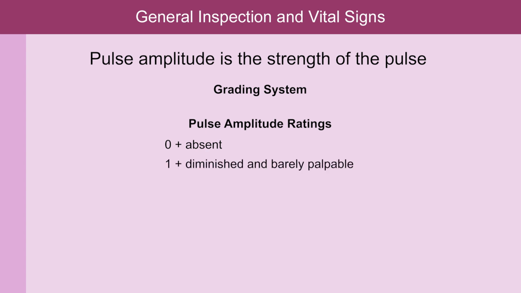If the pulse is diminished or barely palpable, it will be documented as or rated as 1+. 2+ will be normal. If you feel like pulse is full volume, that will be 3+. And your book talks about 4+. They're calling it bounding. I have never, in my experience, documented anybody's pulse as 4+.